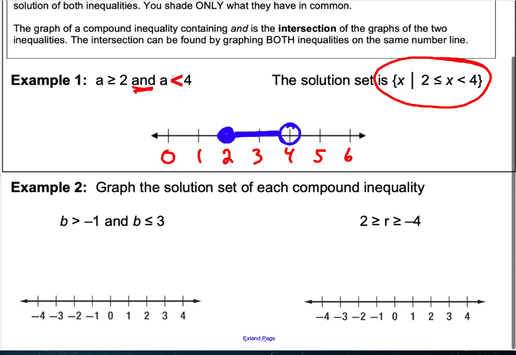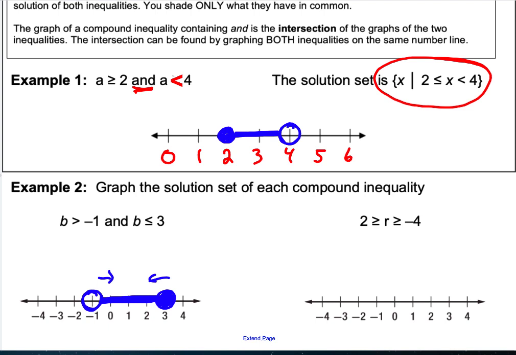So let's see that on a couple more. So I have b is greater than -1. So I want an open circle at -1, and I'm going to shade greater than. And then b is less than or equal to 3. So at 3, I'm going to do a closed circle, because it's okay to be equal to, and I want numbers that are less than that. So I'm going to shade this portion in between.